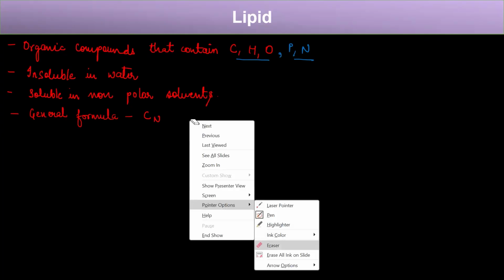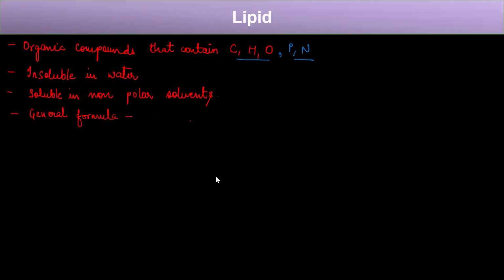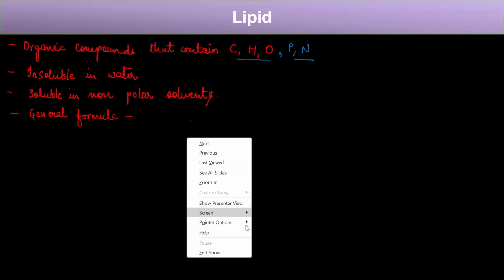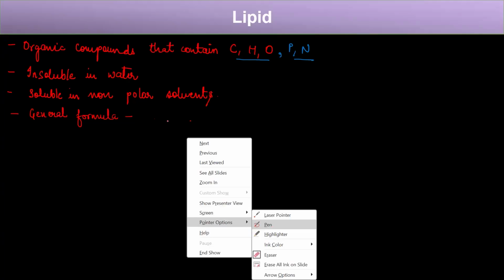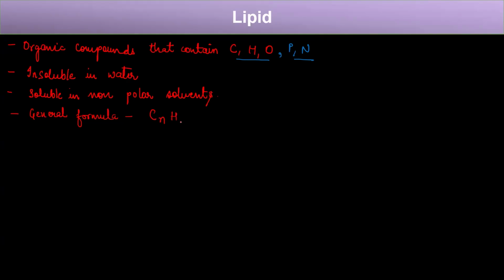So the general formula will be CnH2nO2, just like what we saw in the case of carbohydrate. The only difference is that here the number of oxygen atoms is fixed. It is 2. Apart from this, it has CnH2n. So if there are 5 carbons, then the hydrogen will be 10, but oxygen will be 2.